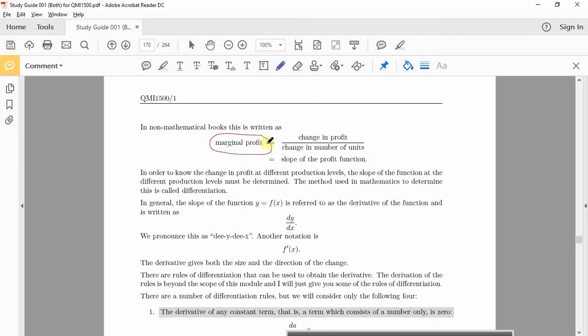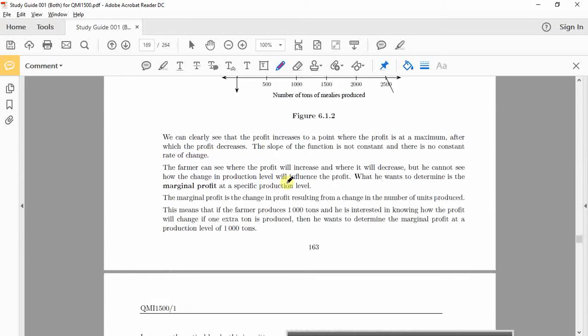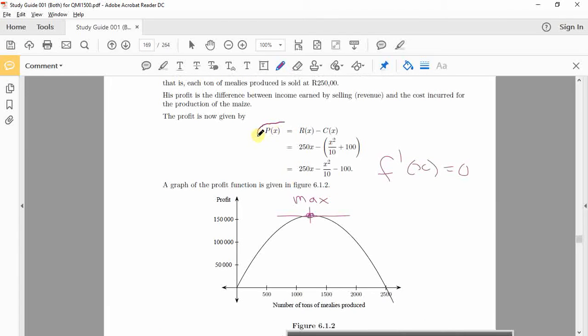It can even apply to profits. If you have the profit function and I wanted marginal profit, it would be the derivative, dy over dx. That would be x times 250, well, x is to the power 1, so it'll be 250. Then I've got x squared over 10, so minus 2 times negative 1 over 10, which is negative 1 over 5. Then I minus 1 from the power, so x to the 2 minus 1 is 1. So that's the derivative for that function.